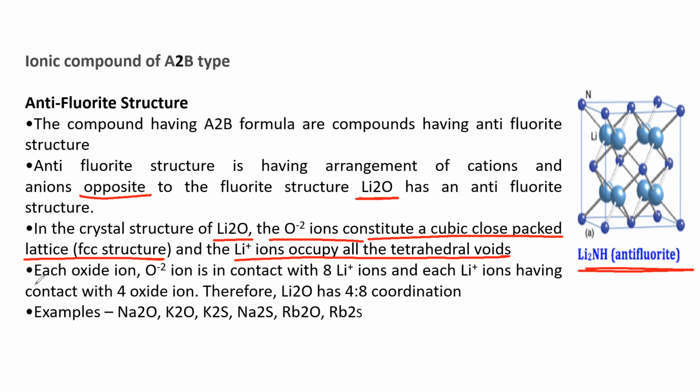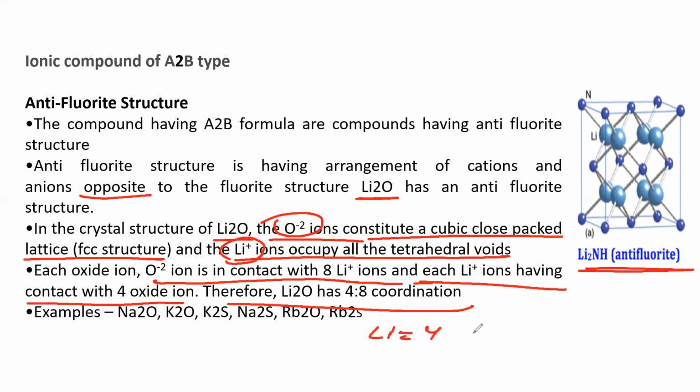In the lithium oxide example, the anion is the oxygen ion. Oxygen ions constitute a cubic close packing, that is, they occupy all the corners and face centers, and lithium ions occupy all the tetrahedral voids, that is within the body. Each oxide ion is in contact with 8 lithium ions, and each lithium ion is in contact with 4 oxide ions. Therefore the coordination number of lithium is 4 and oxygen is 8, whereas in the fluoride structure, the coordination number of calcium is 8 and fluorine is 4.